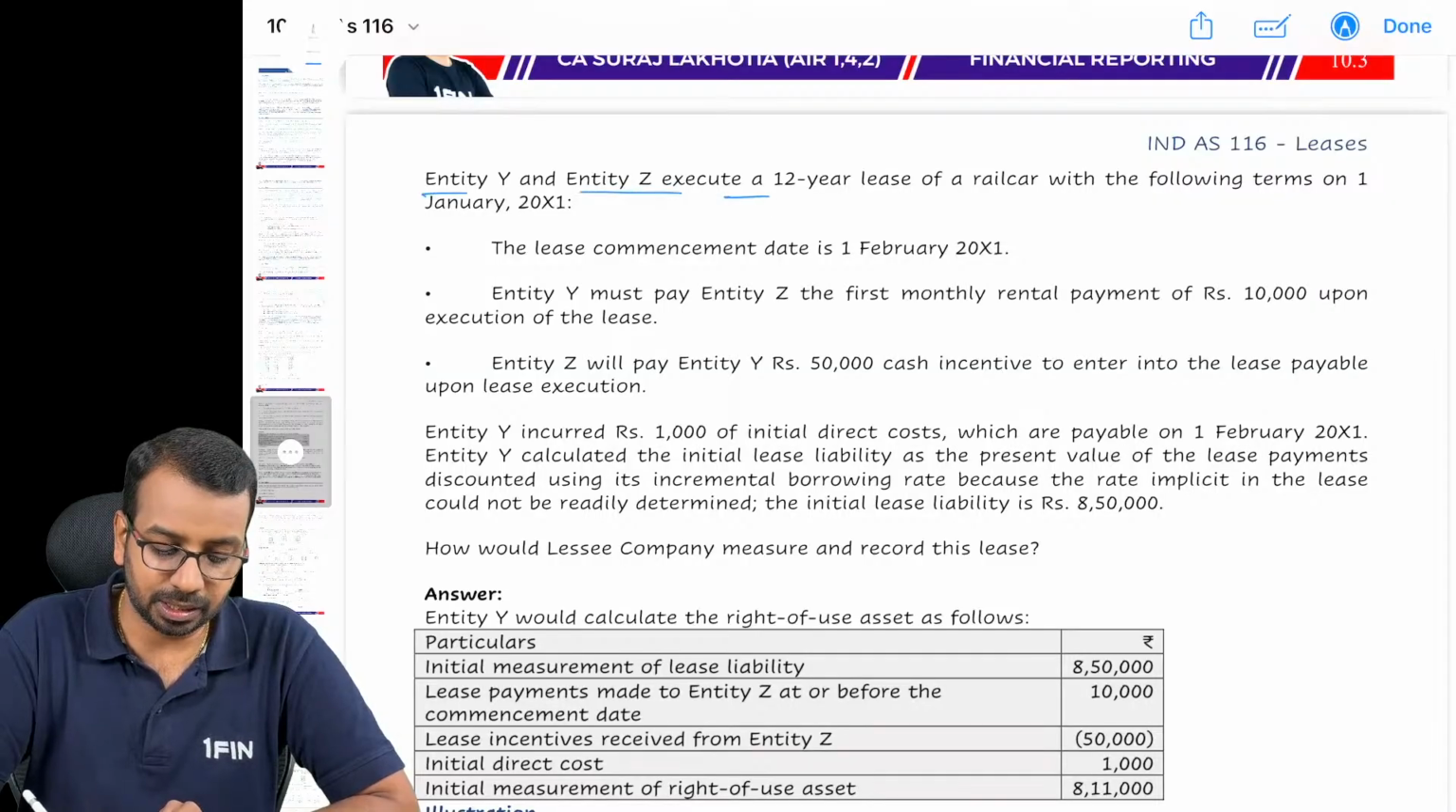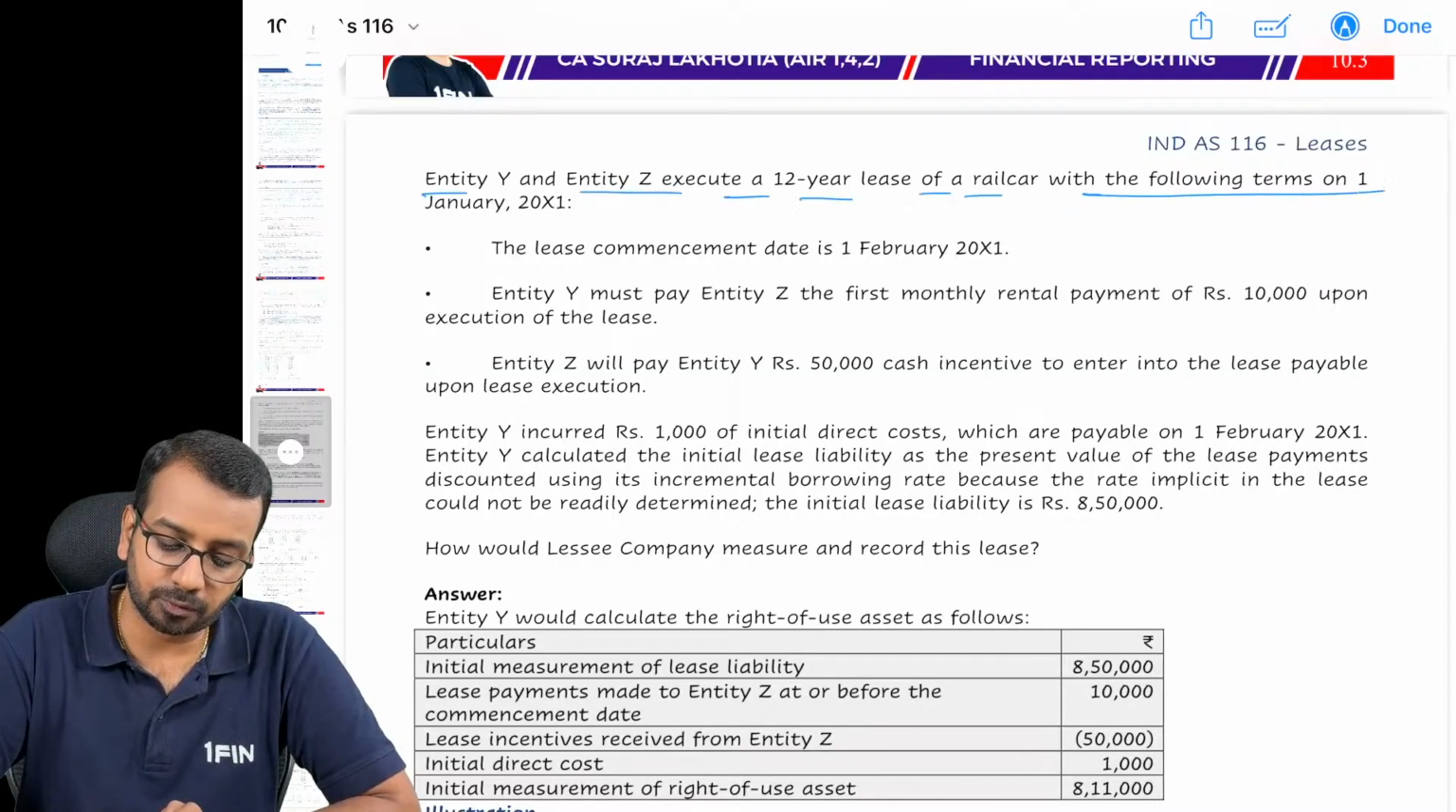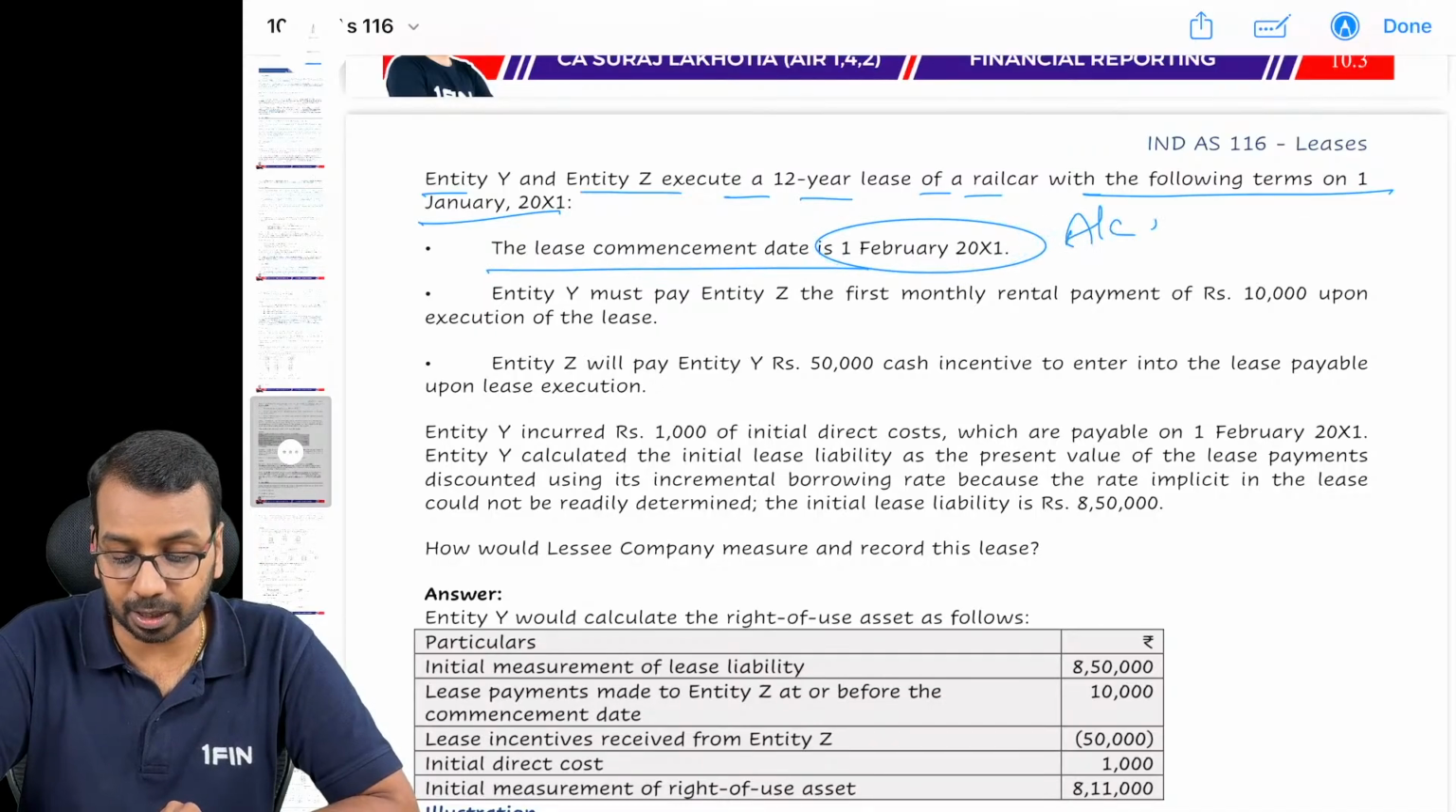Entity Y and Entity Z execute a 12-year lease of a rail car with the following terms on 1st of January. Lease commencement date is 1st of February. This is relevant for accounting.